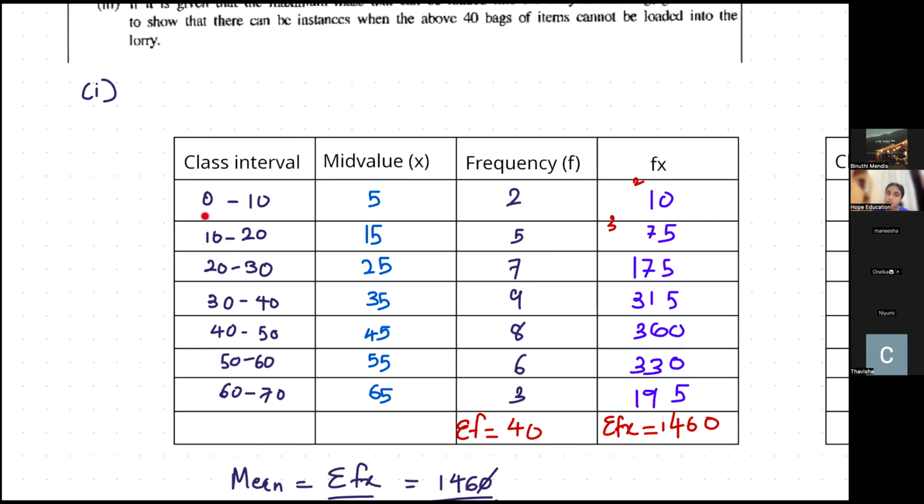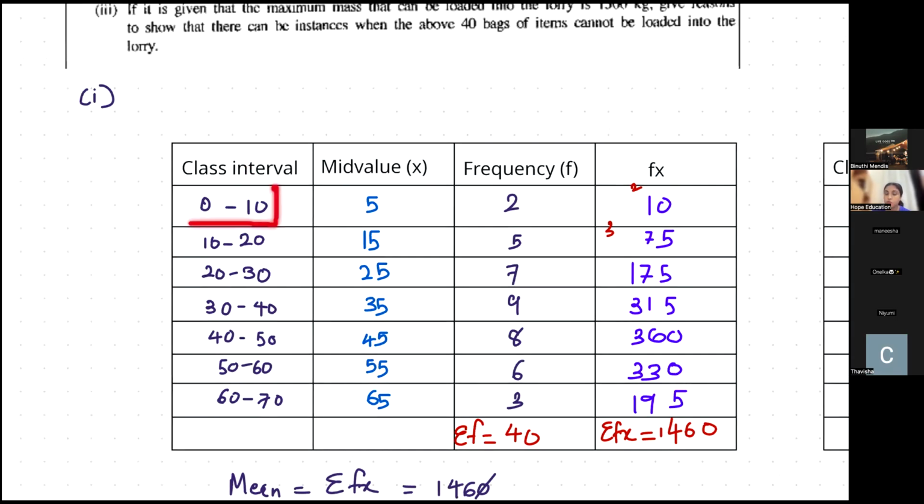Class interval, the mass is 0 to 10 kilograms, there are 2 bags. That means the mass of these 2 bags is between 0 to 10 kilograms. The mass of both could be 0, 1 kilogram, 2 kilograms, 3 kilograms, up to 10 kilograms. Then these 5 bags have a mass between 10 to 20 kilograms. It could be 10, it could be 20.